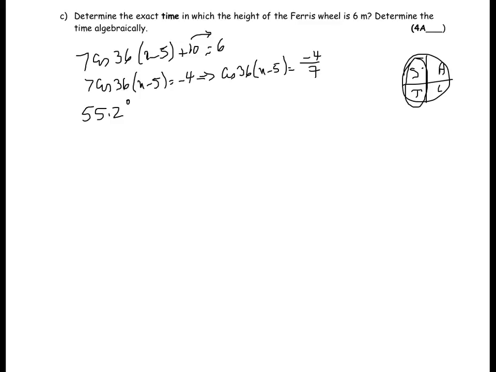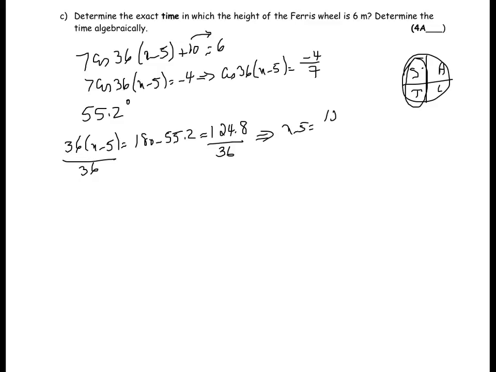So if we go with the second, we say that 36 times x minus 5 is 180 minus 55.2, which is 124.8. Now, if you divide both by 36, we get x minus 5 is 124.8 divided by 36. Move 5 to the right. You get x here is approximately 8.5.